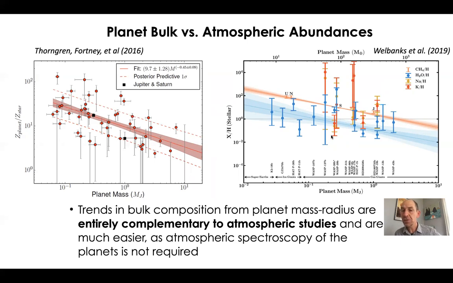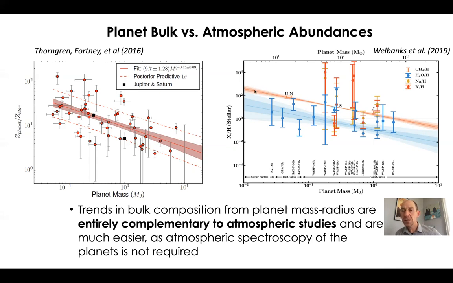Based on retrievals, we are trying to assess the atmospheric metallicity as a function of planet mass by observing things like water vapor or alkali metals in hot Jupiter atmospheres. What we see, although there's a pretty clear trend in the bulk composition from the structure models, is that there is not yet a clear trend in atmospheric abundances from spectra. The water vapor abundances look consistent with flat.